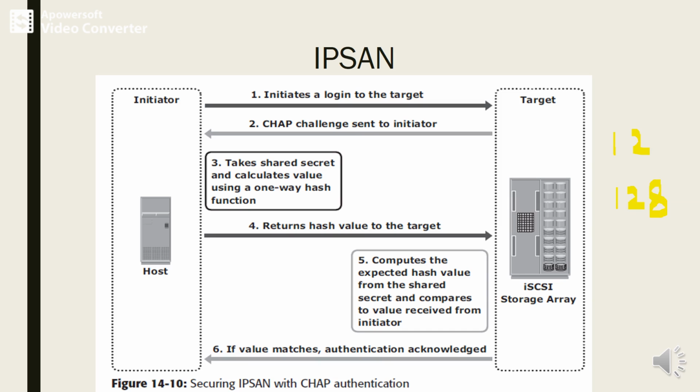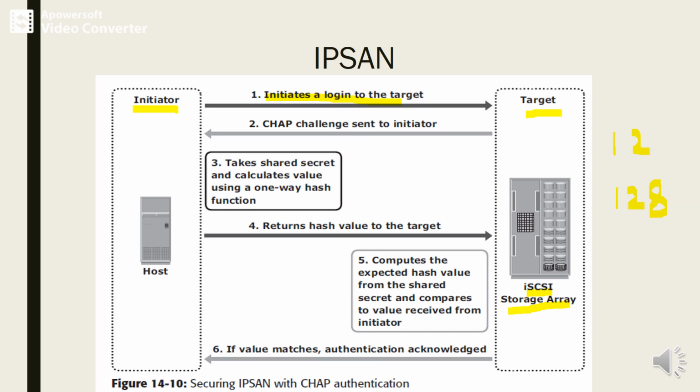Here in the diagram we can observe that we have one initiator device and one target device. In order to perform the authentication between the initiator and the target, the initiator will initiate the task by sending a login to the target. Here the target device is the iSNS storage array. So the initiator will try to log in to the target.